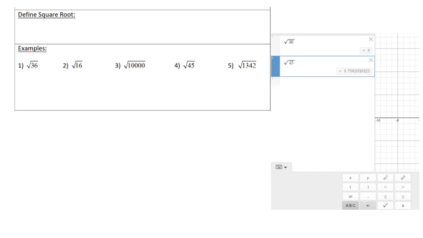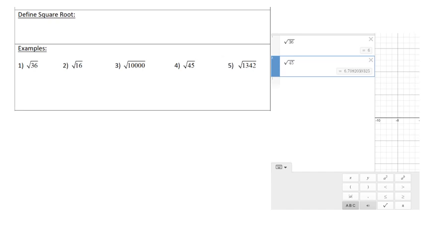We're going to talk about two different types of roots. We're going to talk about square roots, and we're going to talk about cube roots. Cube roots and square roots are the inverses of squaring a number and cubing a number. So let's talk about a square root.